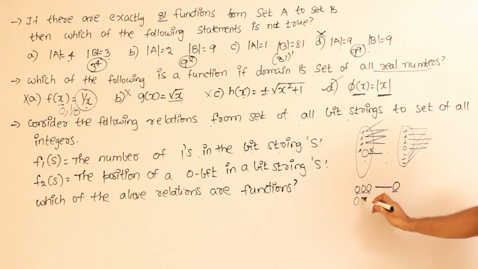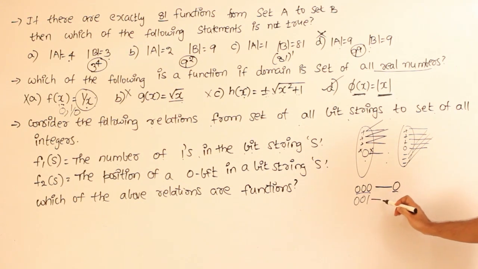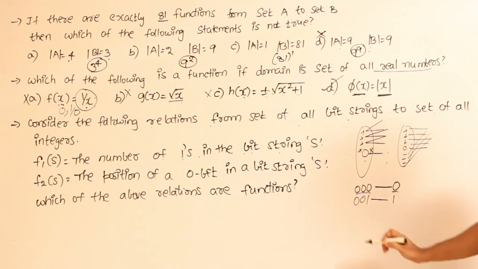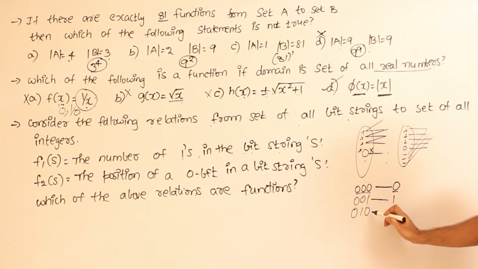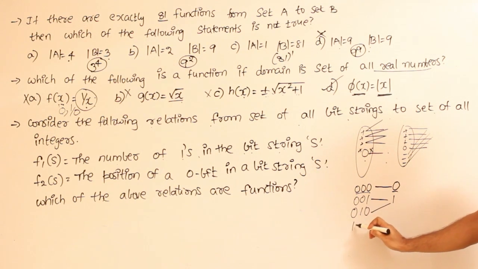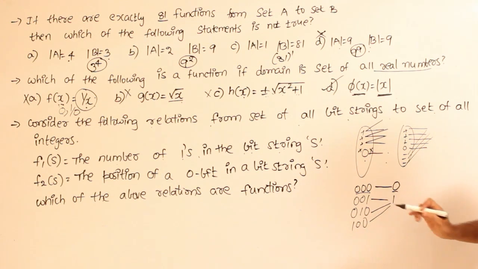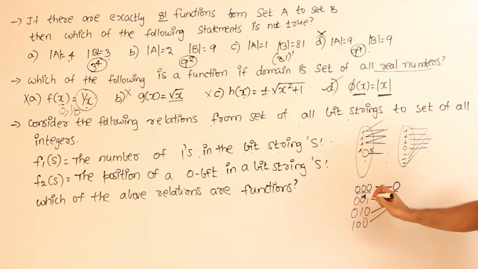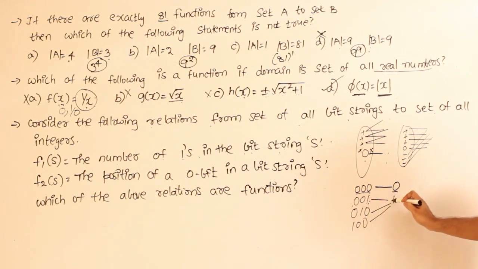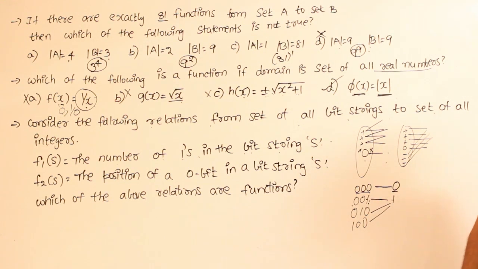And what about 0 0 1? Since there is one 1, we are going to assign value 1. What about 0 1 0? We are going to assign value 1. What about 1 0 0? We are going to assign value 1. So that is the meaning of it. According to f1, we are counting the number of ones, and every string is going to get an integer which is equal to the number of ones in that string. Got it? This is going to get 0.